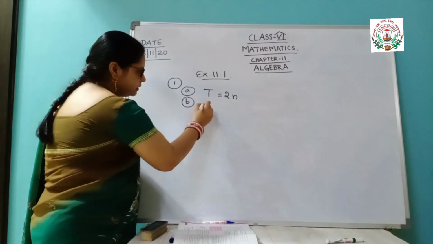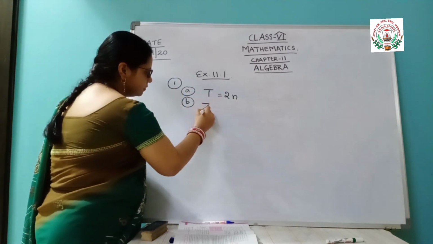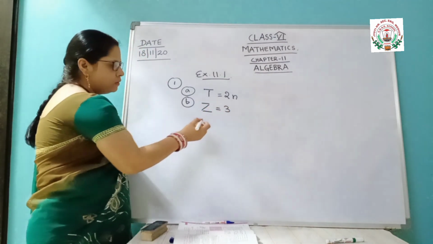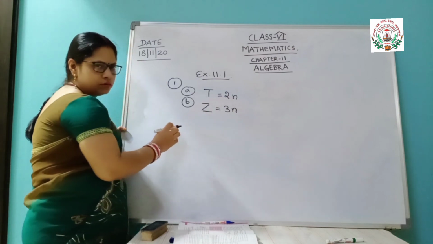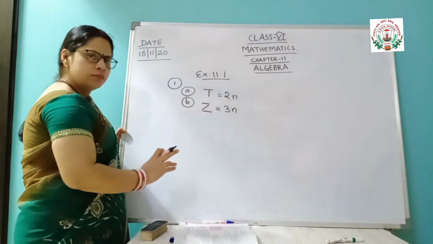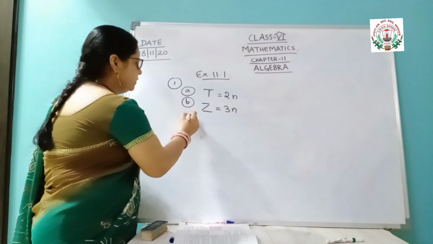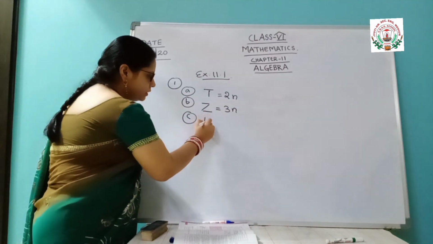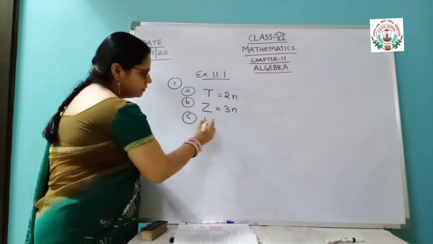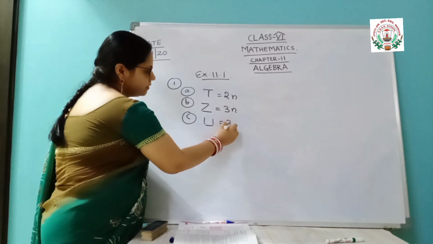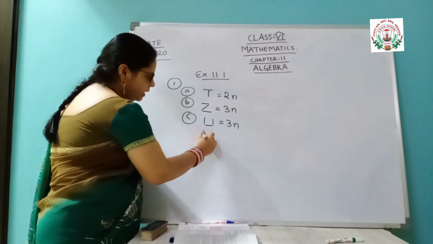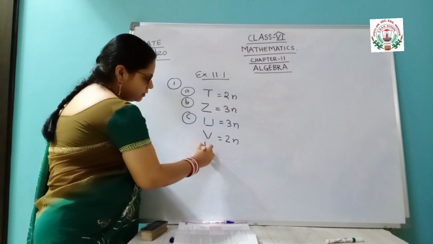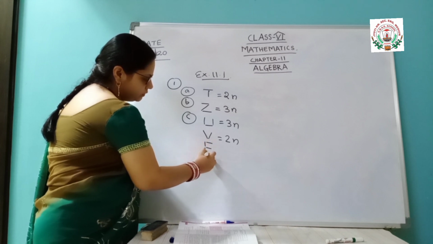Then in Z, how many matchsticks are used? 3 matchsticks are used, and n you will use here. Means for one Z, 3 matchsticks, so 3n. U is made in this way. How many matchsticks? 3 matchsticks. So 3n. V in this way, so 2 matchsticks.